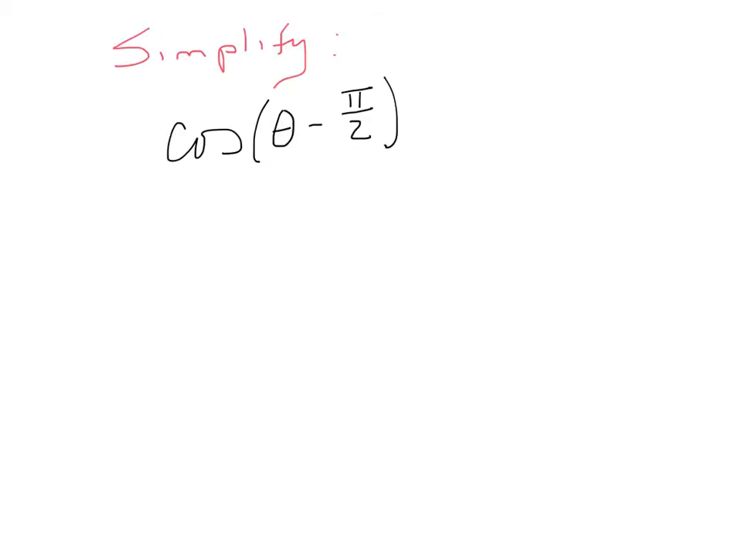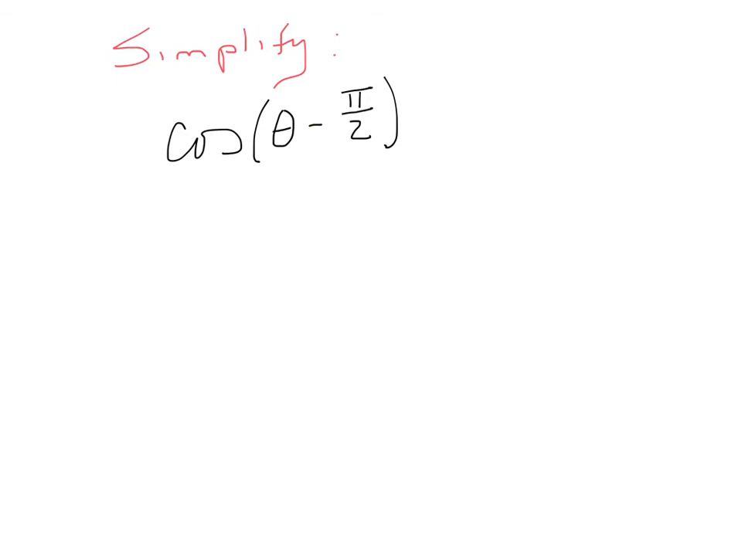This is a pretty typical question. Very popular, as a matter of fact. They want you to simplify the cosine of theta minus pi over 2. Now, pi over 2 we know is 90 degrees. And I'm going to convert that to 90 degrees because it's easier to work with degrees than radians. Well, maybe not for me, but for you, certainly, okay?